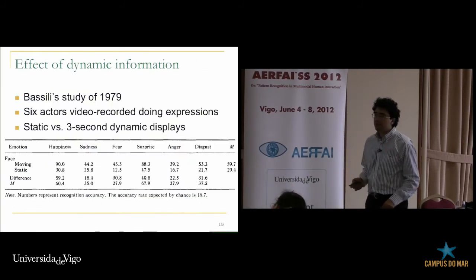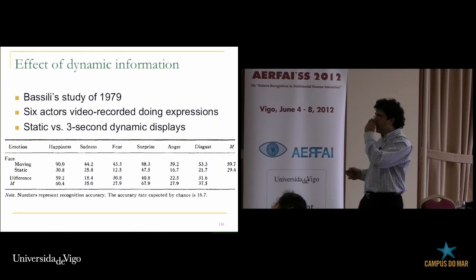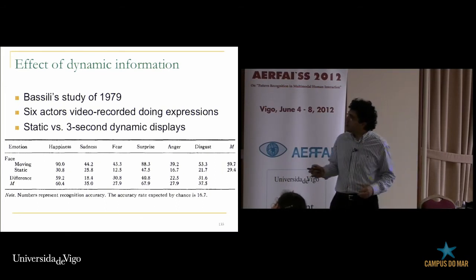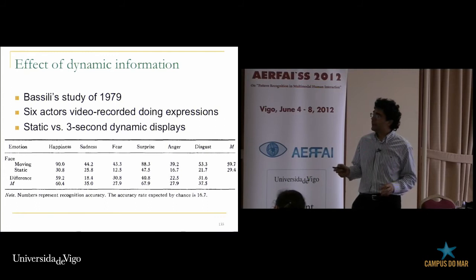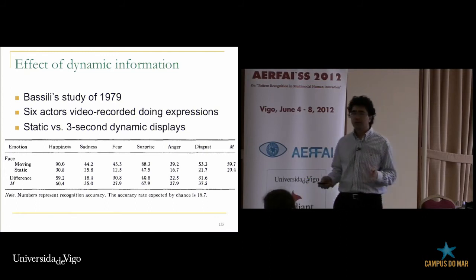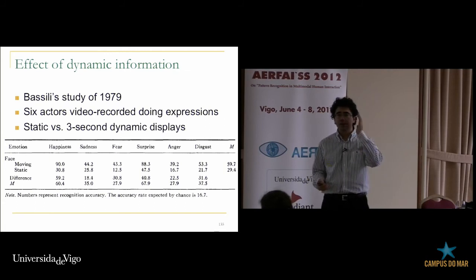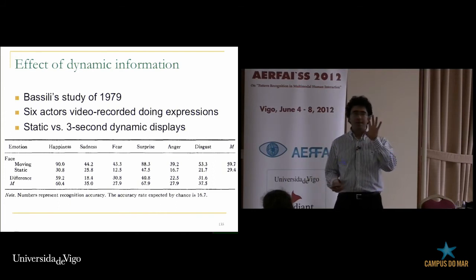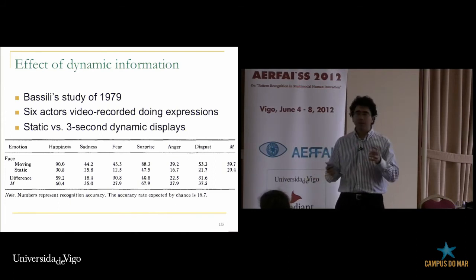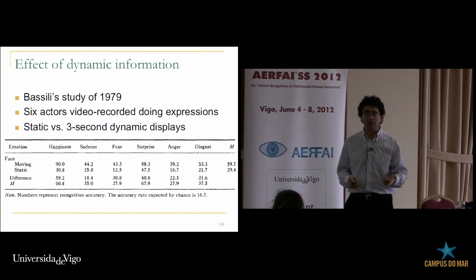There was a very old study in '79. What Bassili did was he recorded 6 actors doing expressions in a video. He had several conditions. In one of the conditions, the actors' faces were completely painted black, but 50 points were marked with white markers on the faces. And people, when they saw a static or a 3-second dynamic display of a facial expression, then had to give judgments about which expression that was.